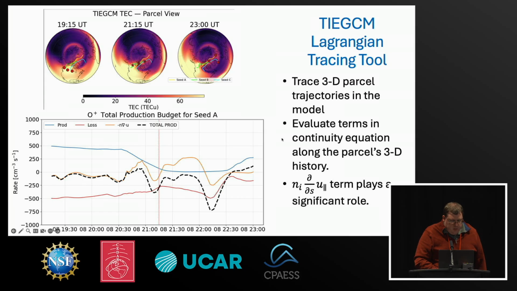And he also showed that it's not just chemical production and loss; the negative N divergence of U term is also significant in TiGCM when following a TOI through its evolution. And he is working on a version of this tool for Hydra as well, and we think this is going to be a really incisive tool for understanding the complete 3D Lagrangian history of production and loss over the life cycle of individual structures. So with that, I'll wrap up and take any questions.